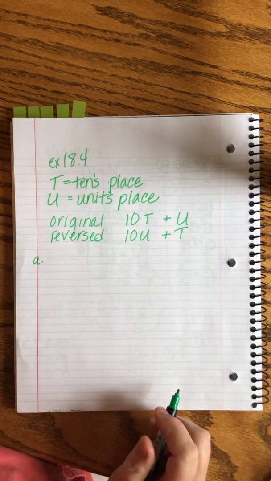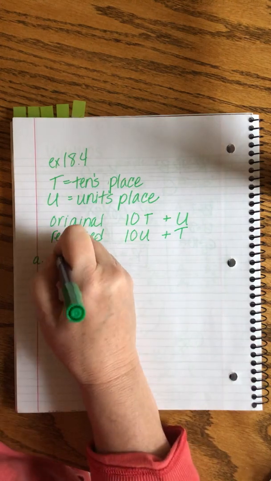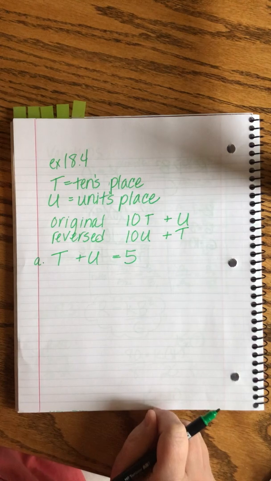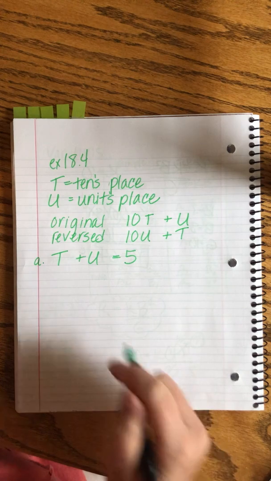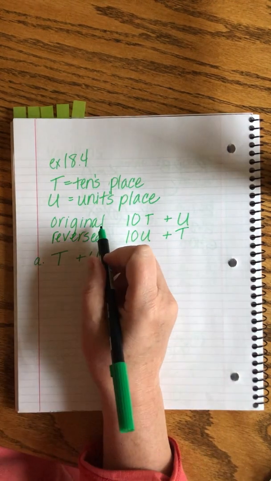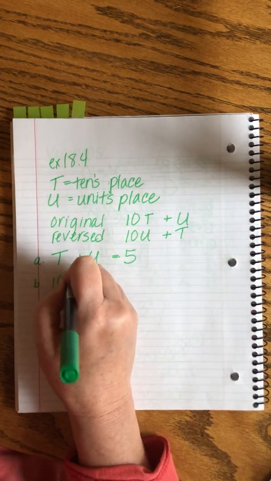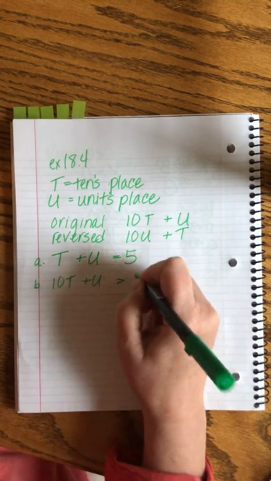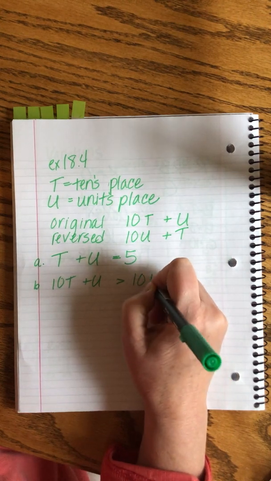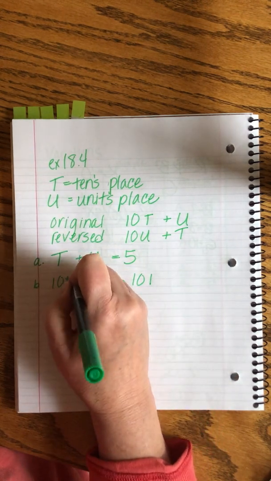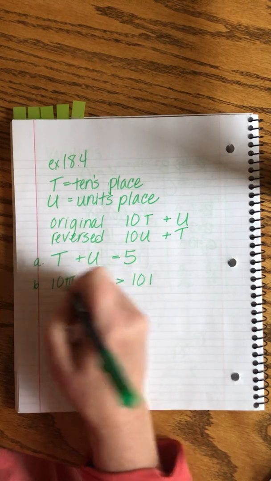The sum of the digits of a 2-digit counting number is 5. So that's without any consideration for their value. It's just the digits themselves. When the digits are reversed, the number is 9 greater than the original number. There's a number, but I'm not going to tell you how many yet. So the reversed is greater than the original. So 10t plus u is greater than 10, no, I'm writing this wrong. The reversed is greater than the original. So this is the reversed. Here, let me just write it over.